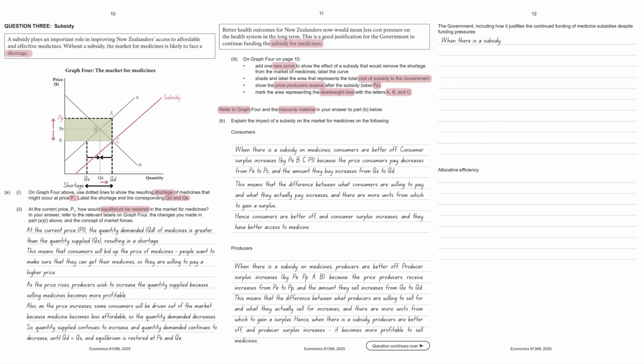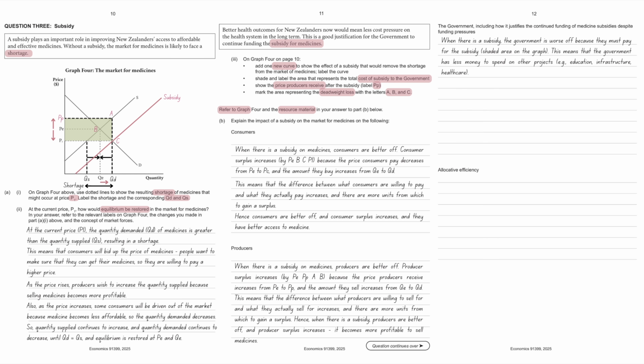So let's first talk about the impact on the government. When there is a subsidy, the government is worse off because they must pay for the subsidy, which is the shaded area on the graph. This means that the government has less money to spend on other projects, for example, infrastructure or healthcare. When you talk about what the government spends money on, it's good to include a few examples there, because often in the marking schedules, I don't know why, but they like you to have some examples of other things that they could spend the money on.